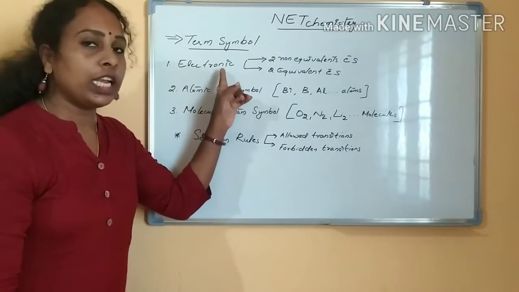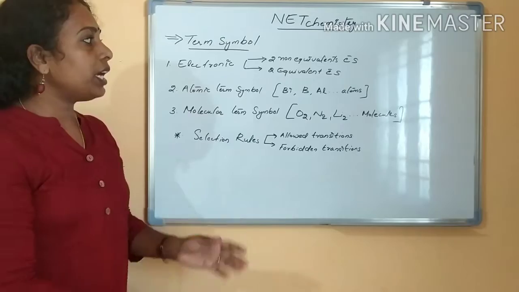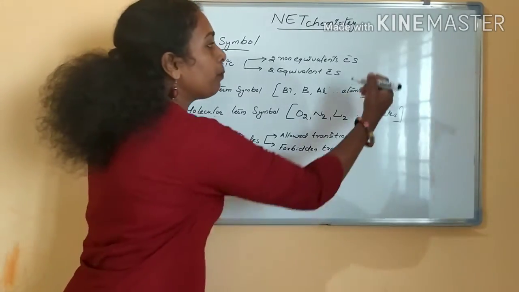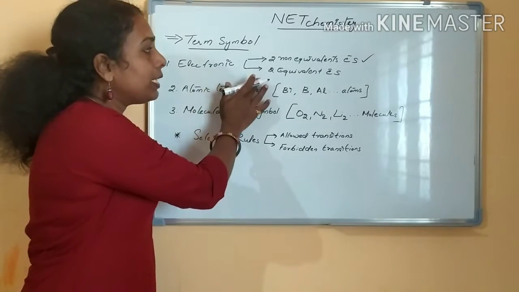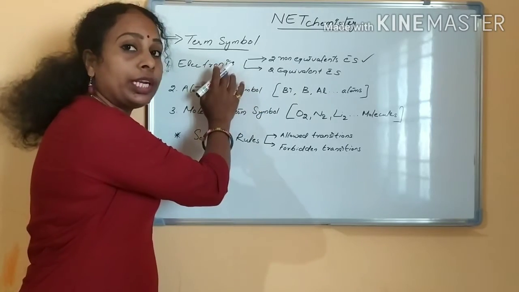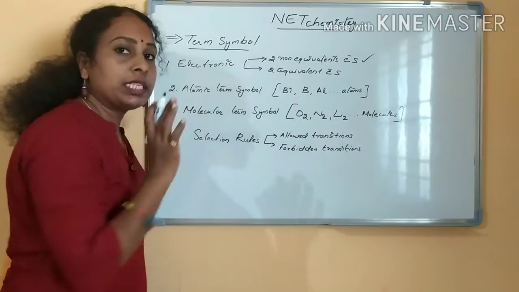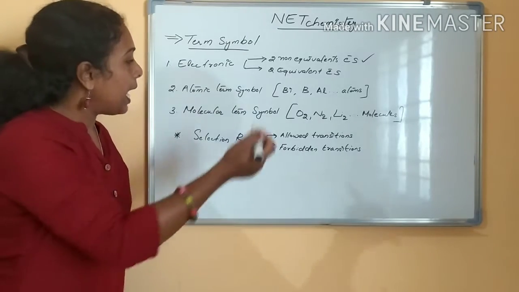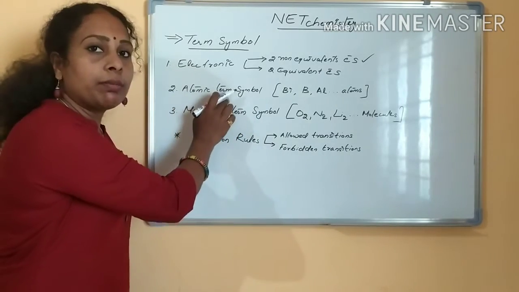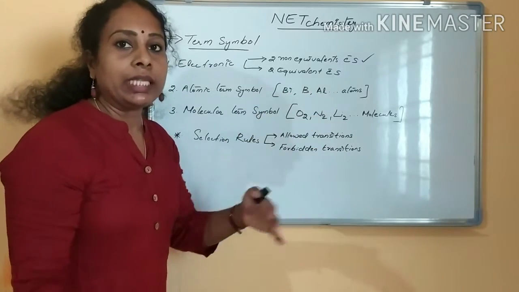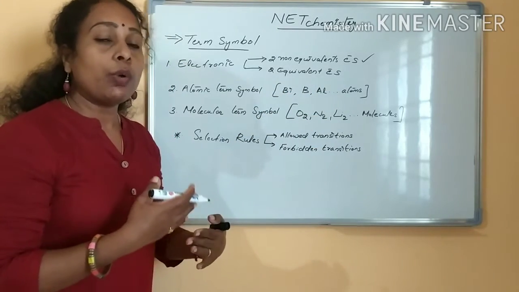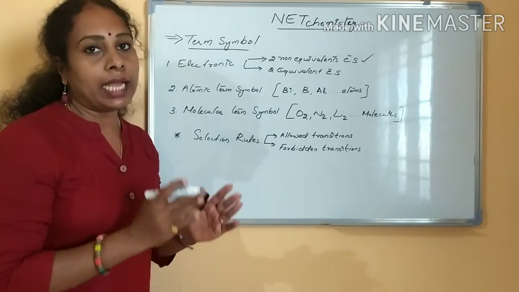In the section on electronic term symbols, we have already discussed two non-equivalent electrons, right? The remaining topic in electronic term symbols, two equivalent electrons, is pending, and we will discuss that. And again, coming to the atomic term symbol: atomic term symbol is nothing but for boron, aluminum, bismuth, any atoms. For that, how to calculate the term symbol of those atoms.